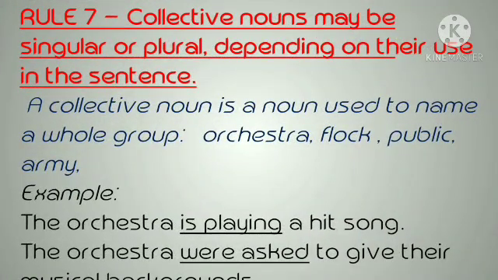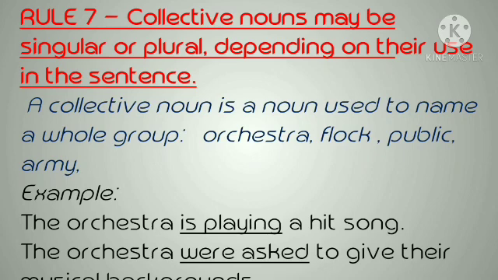Rule number 7. Collective nouns may be singular or plural, depending on their use in the sentence. A collective noun is the noun used to name a whole group. Example: orchestra, flock, public, army. In this example, 1. The orchestra is playing a hit song. Number 2. The orchestra were asked to give their physical background.